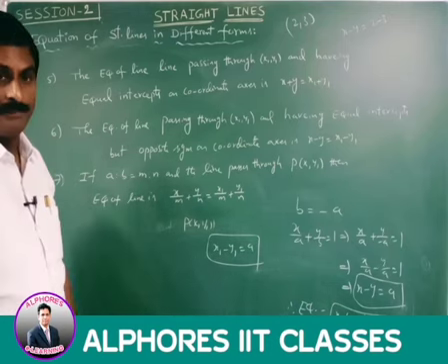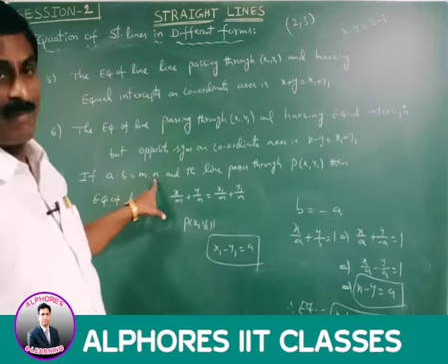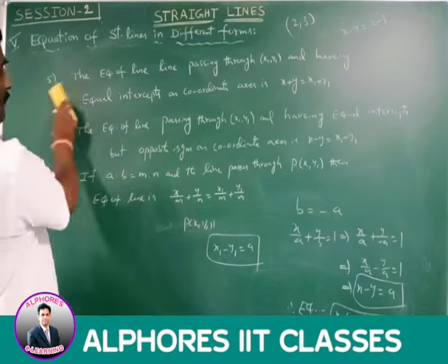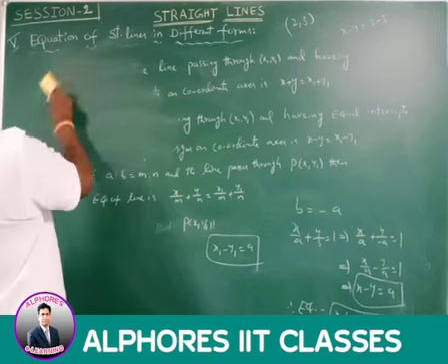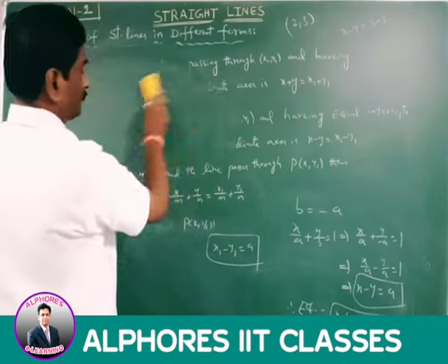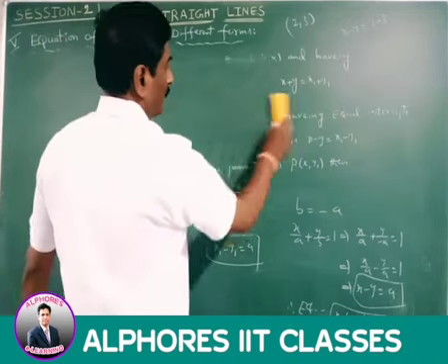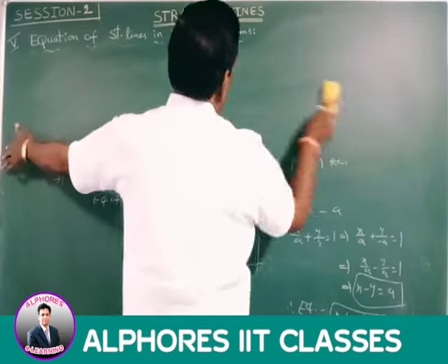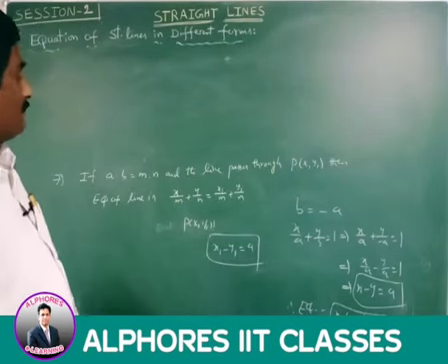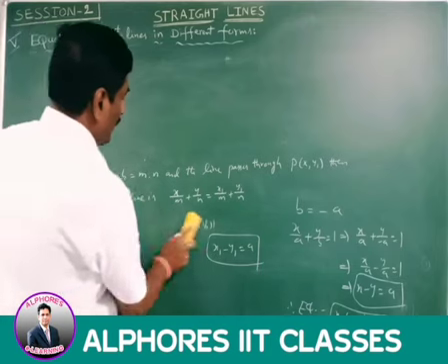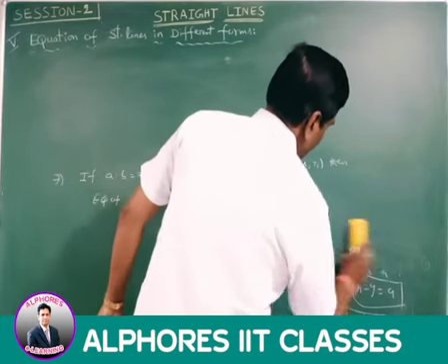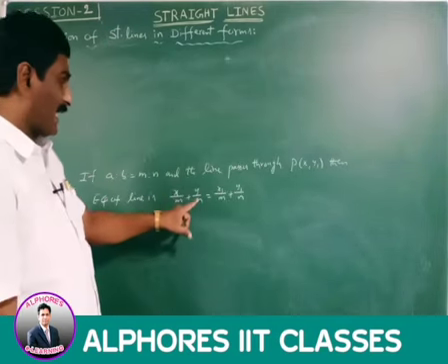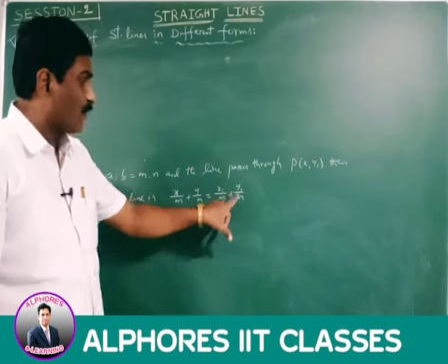The 7th one. If a is to b is equal to m is to n, where a means the x-intercept and b is the y-intercept, that is, if the ratio of the intercepts is m is to n and the line passes through P (x1, y1), then the equation of the line is x by m plus y by n is equal to x1 by m plus y1 by n.